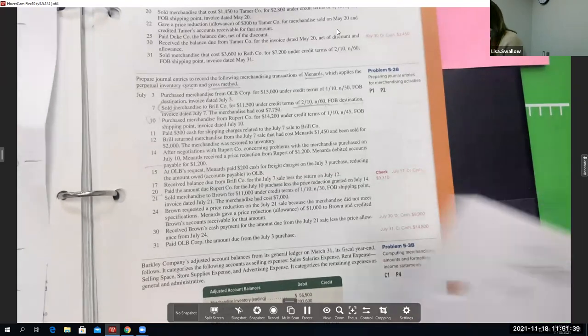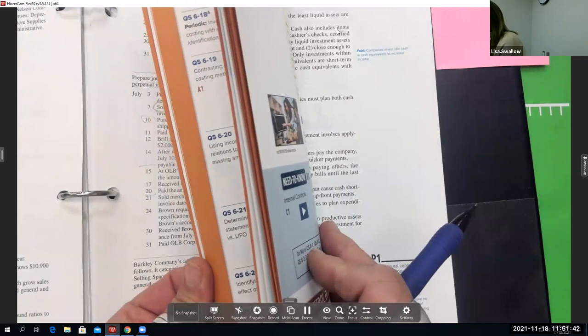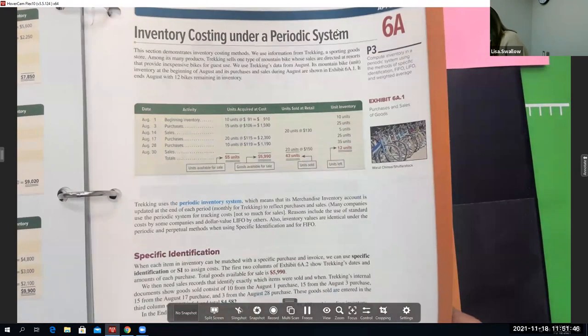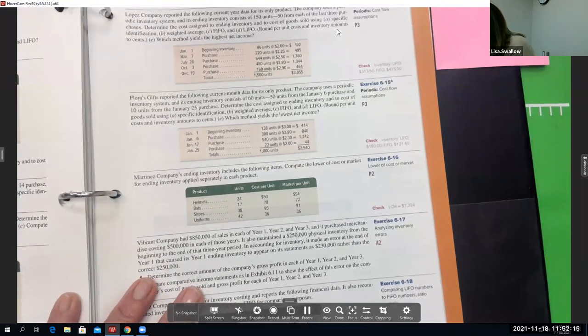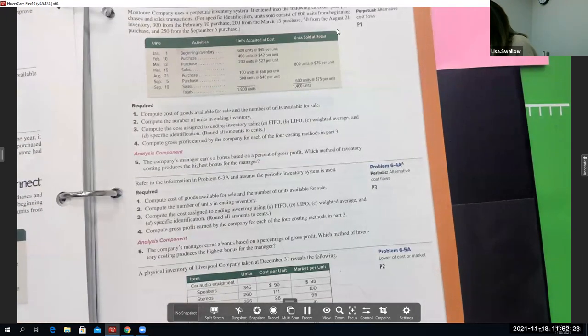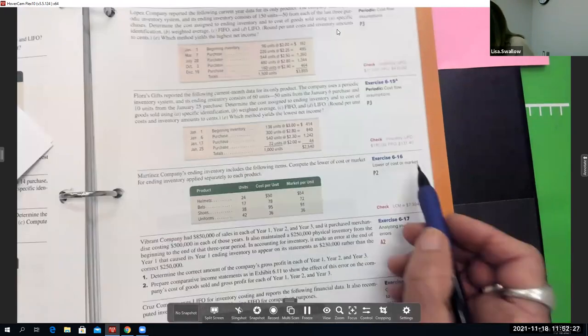All right, let's take a look now. We're going to jump over to six, and let's look at 6-16, 245. Maybe we are. Did we already do that one? Excuse you. Okay. Let's go to 6-16 on page 245.